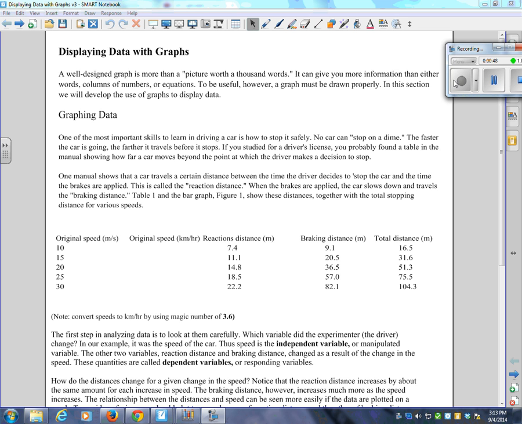No car can stop on a dime. The faster the car is going, the farther it travels before it stops. If you studied for a driver's license in driver's ed, you probably found a table in the manual showing how far a car moves beyond the point at which the driver makes a decision to stop.